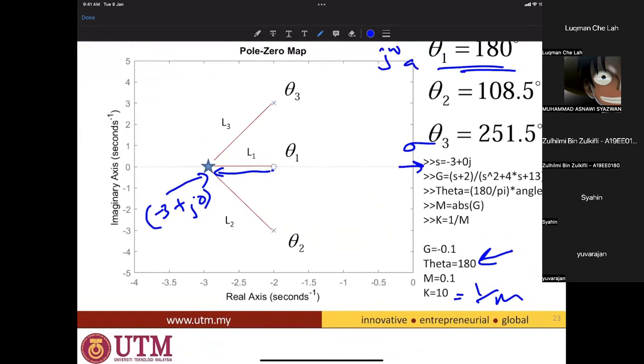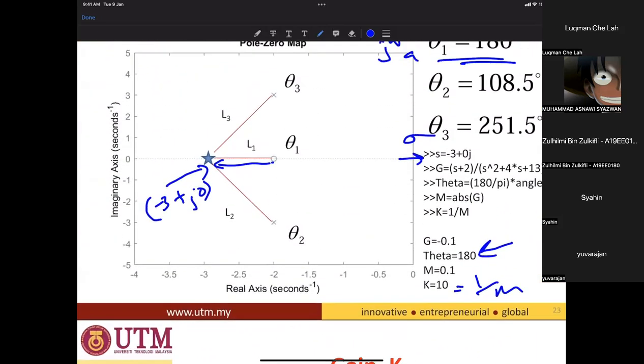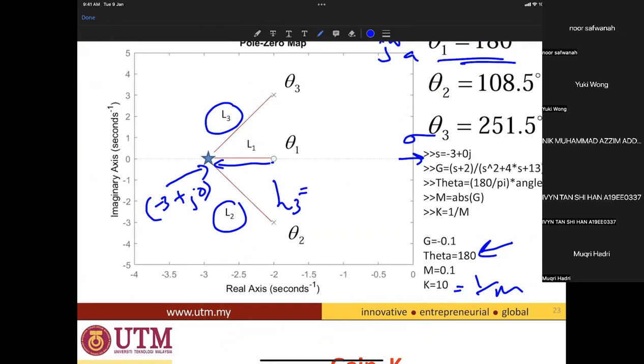Tanyalah, how do you get L2 dan L3 tu? How do you get L2 and L3? Diana, Camelia, how do you get L3? Because L2 and L3 are the same. Liana, Camelia, tak datang? Ivan, how do you get L3?